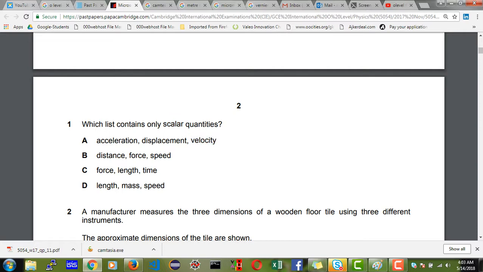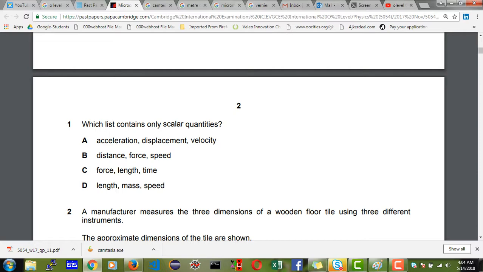First of all, what is displacement? Displacement is basically the distance between 2 points, and it has a direction. For example, if I say my university is southwest of my home, this tells the direction, displacement, and it also has a magnitude. So we can omit option A.